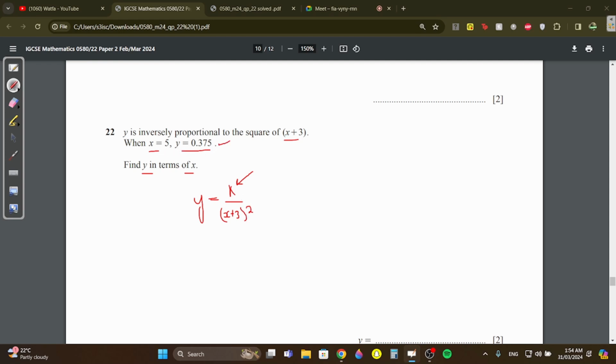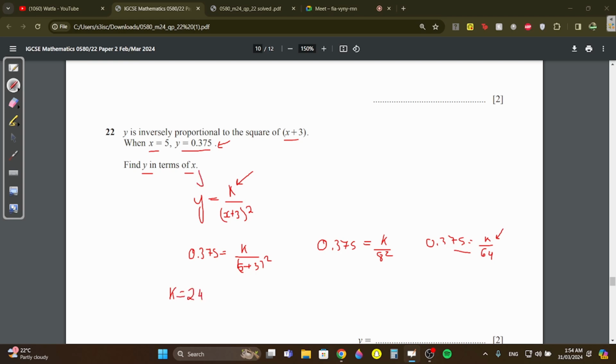When x equals 5, y equals 0.375. So you just substitute: 0.375 equals k over 5 plus 3 squared. So 0.375 equals k over 8 squared, which is 0.375 equals k over 64. Can you find k? Yes, you can. You just multiply 64 times 0.375 and you get 24. So k is 24.